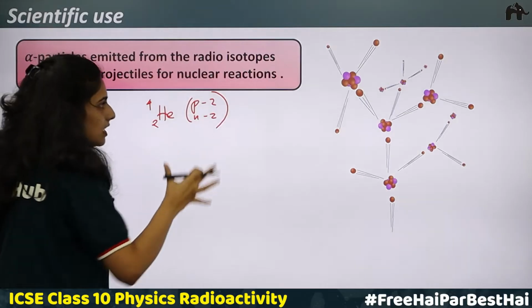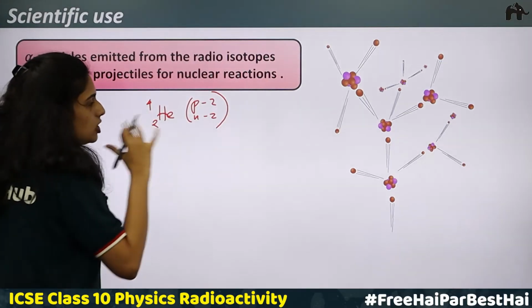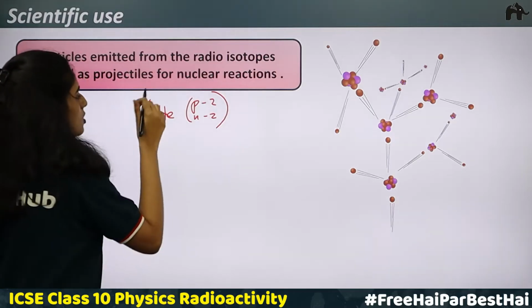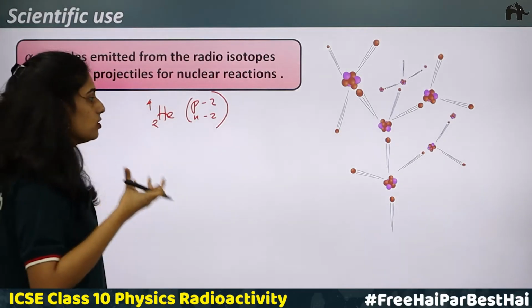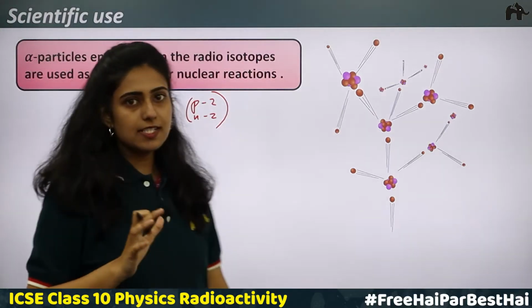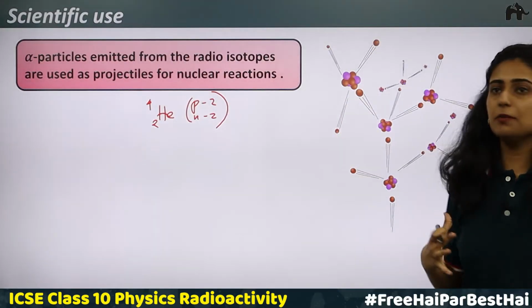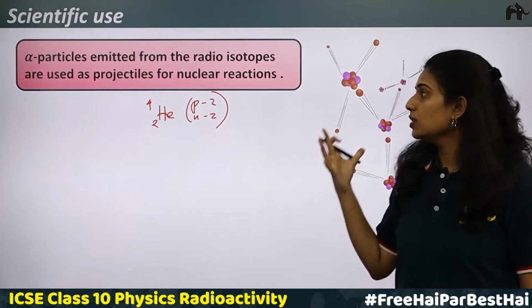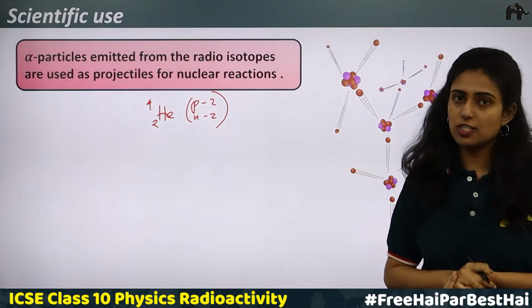These alpha particles released can be made to bombard an atom, and the reaction can be studied. Using this, you can study the size of the nucleus and also the different nuclear forces. For that purpose, alpha particles can be used. Also, we will be studying the nuclear fission reaction in detail. These emitted alpha particles can be helpful in nuclear fission reactions.